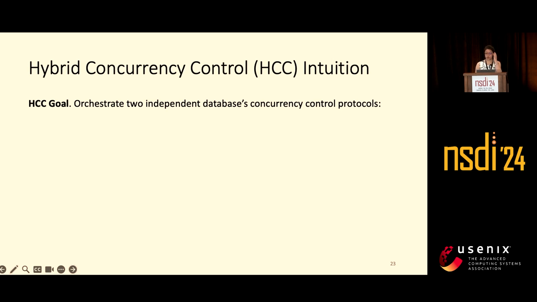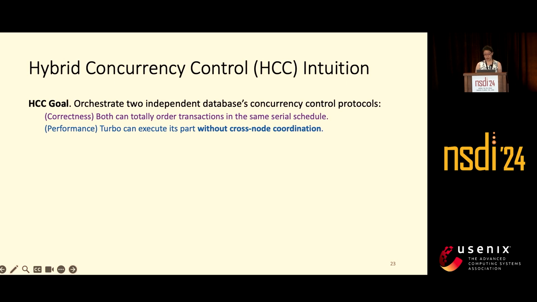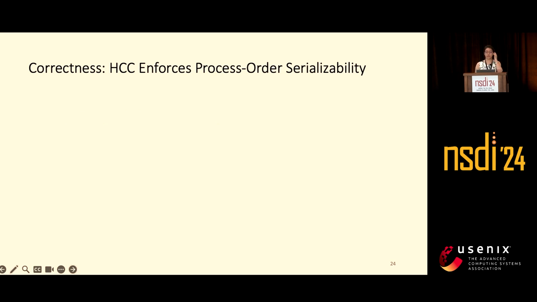Hybrid concurrency control orchestrates both the turbo and distributed database's individual protocols such that they both totally order transactions in the same serial schedule, and they do so without the turbo incurring cross-node coordination. HCC defines correctness as process-ordered serializability, which means that the database appears to have executed transactions in a single serial order, and that order is the same that users submitted transactions in.